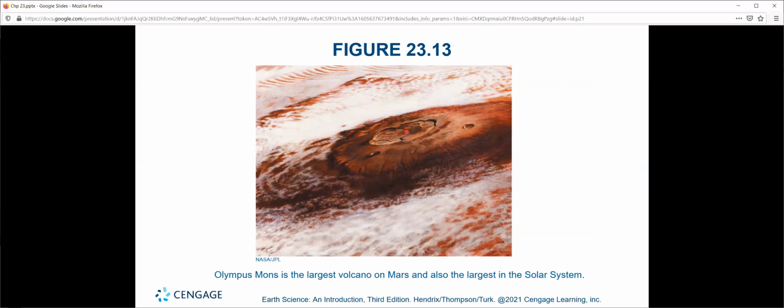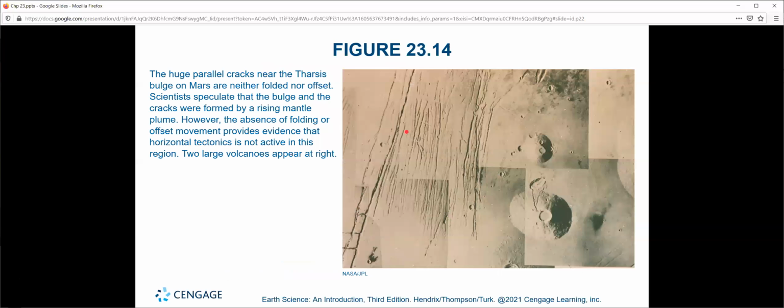Here's a beautiful picture of Olympus Mons, just massive, massive structure, largest in the solar system, and right next door to us. It is very foreseeable that at some point in the not too distant future, mountain climbers may travel to Mars and climb Olympus Mons. That would be quite the feat.